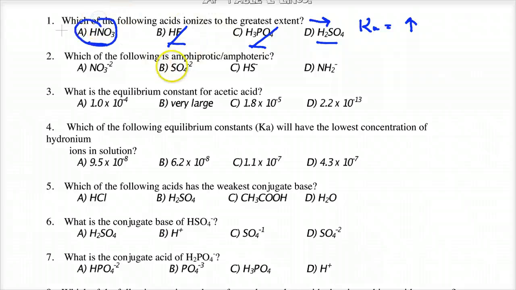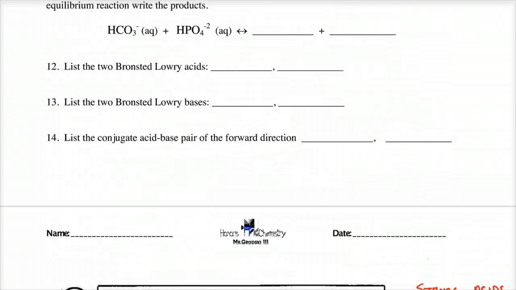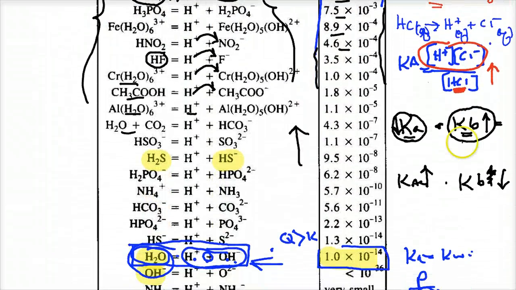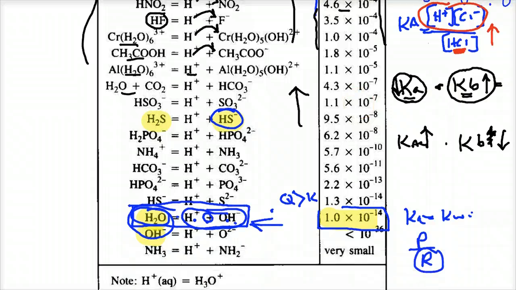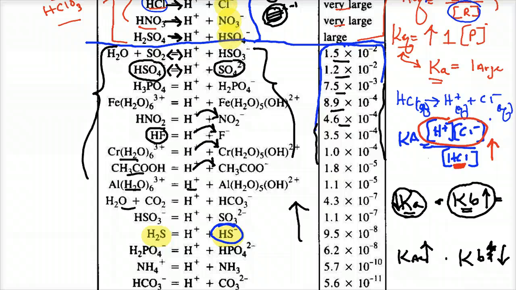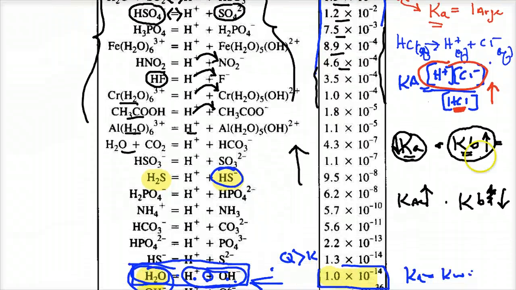Which of the following is amphiprotic, amphoteric? Fancy name for can act as a Bronsted-Lowry base or acid. And as we looked at, HS. How do I know? Well, if I go to my table, I will see that HS is on one side, which means it can act as a Bronsted-Lowry base. It's a pretty strong Bronsted-Lowry base as we go down the table. And we have HS somewhere else in this table. Oh yeah, here we go. On this side, acting as a conjugate acid. That's all I'm looking for.